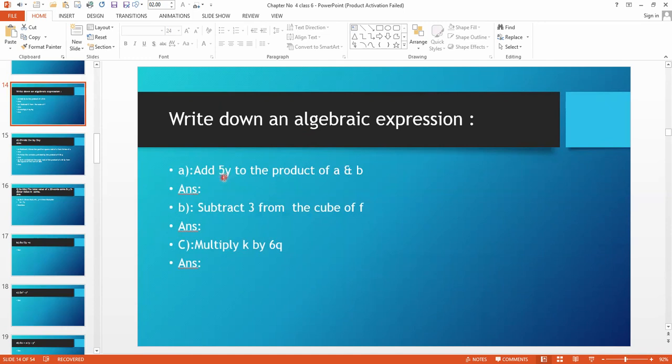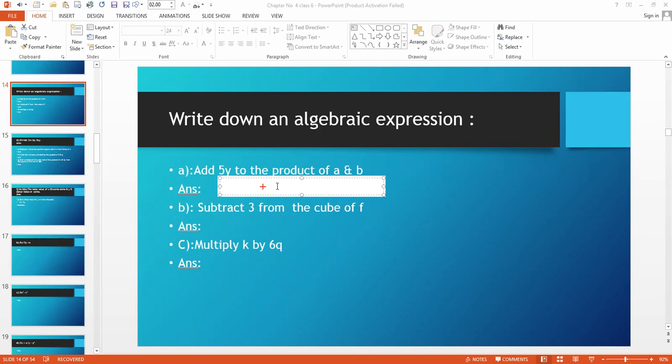Look here, they have written 5y. Here 5 is the coefficient and y is the variable. Now we come to the first part: add. Which symbol do we have to use for addition? Yes, plus. We have to use plus for addition.